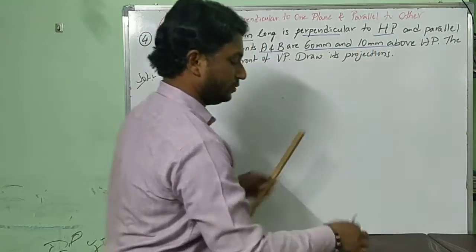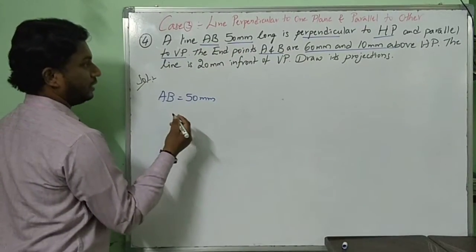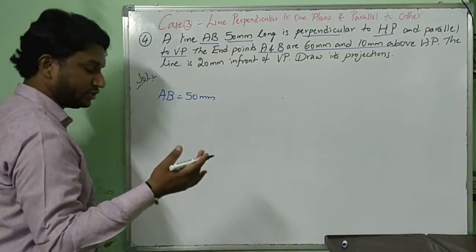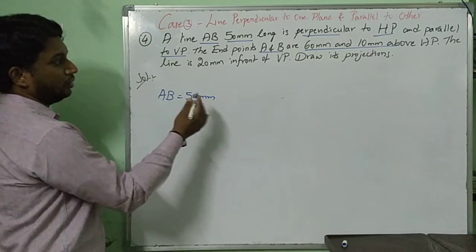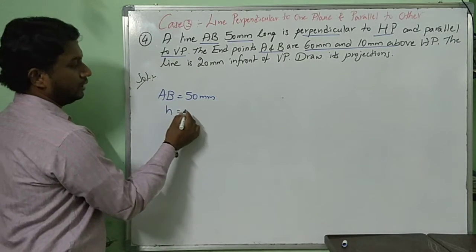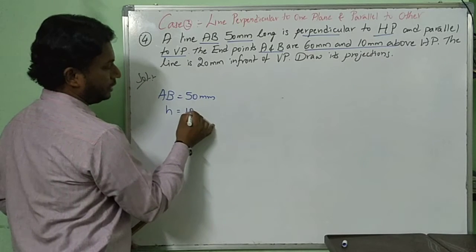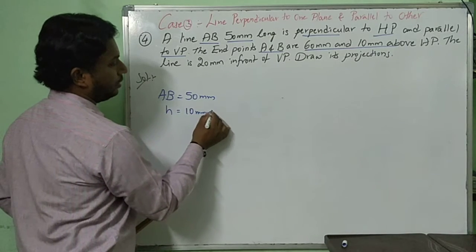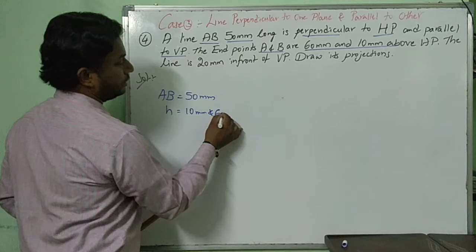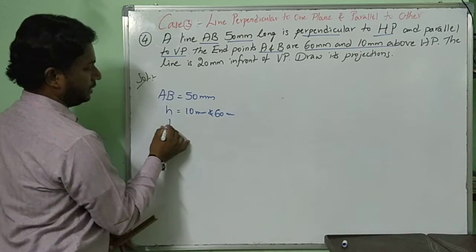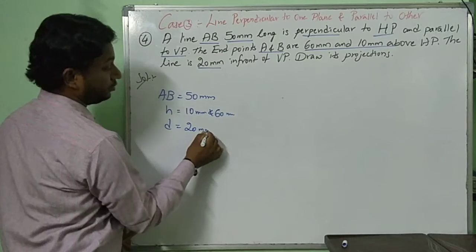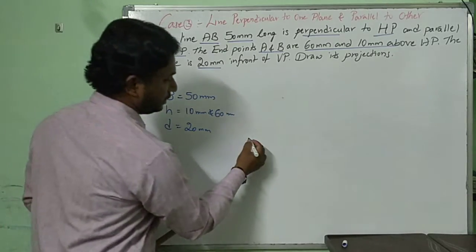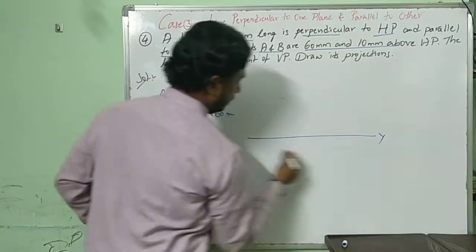See, if you want to go with the height h or whatever, there is no inclination, it is parallel, so I am not going with h. The heights are 10 mm and 60 mm. Distance D is 20 mm. If I have to write the given data. Now, the XY line.